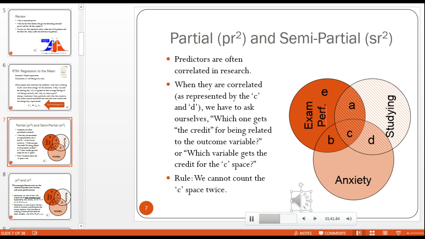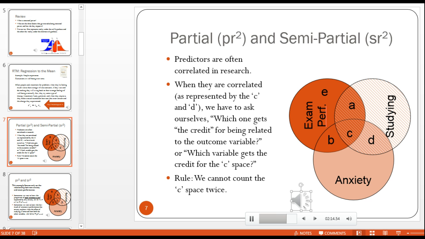If you run it, there's a data set in Blackboard titled exam anxiety or something like that, and you will see that studying is positively related to exam performance, whereas anxiety is negatively associated, and studying is negatively associated with anxiety. So apparently the more people study, the less anxious they feel. So that's, I guess, a good thing. So we would hope that's the case.